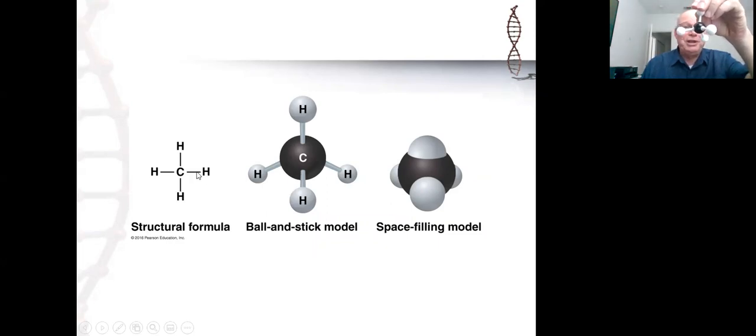Remember, the dashes represent shared pairs of electrons, covalent bonds, and these are non-polar covalent bonds. So organic molecules tend to be non-polar, and that's part of a problem that we will have to discuss as we talk about carbon chemistry. And then you've seen the space filling model before, where the model actually illustrates the spaces occupied by the atoms that make up the molecule. So this would be the space filling model for methane.